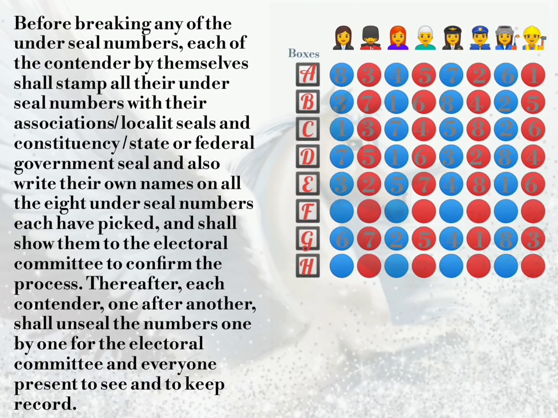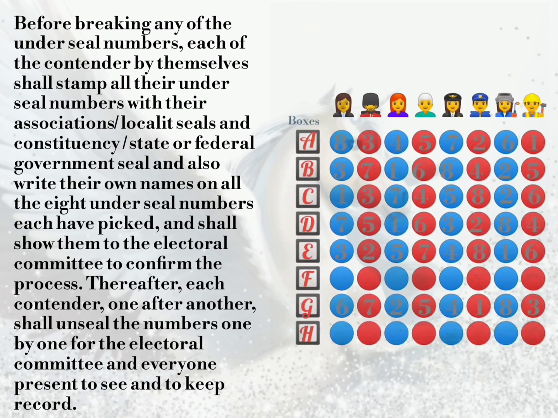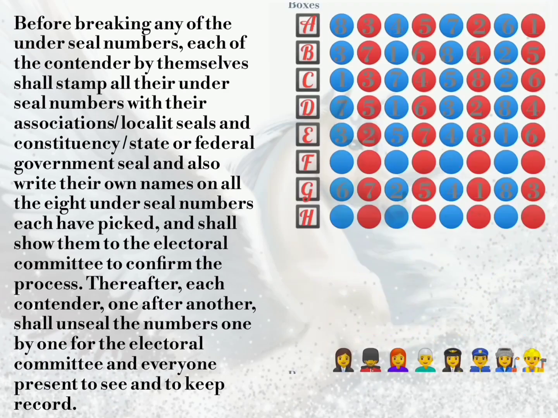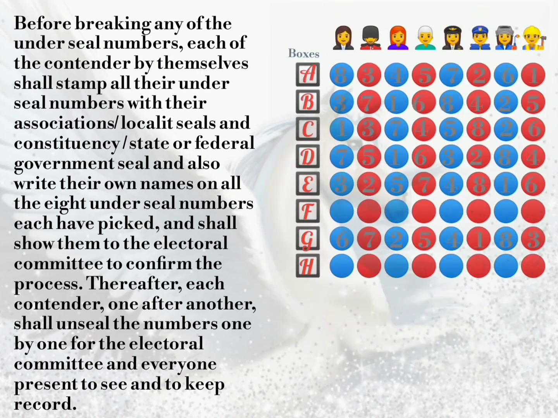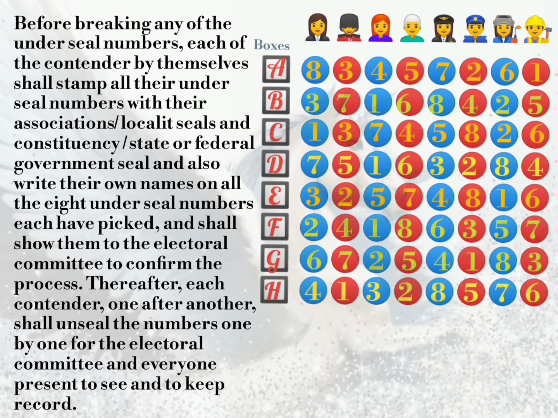Before breaking any of the under seal numbers, each of the contenders by themselves shall stamp all their under seal numbers with their associations, localite seals and constituency, state or federal government seal, and also write their own names on all the 8 under seal numbers each have picked, and shall show them to the Electoral Committee to confirm the process. Thereafter, each contender, one after another, shall unseal the numbers one by one for the Electoral Committee and everyone present to see and to keep record.